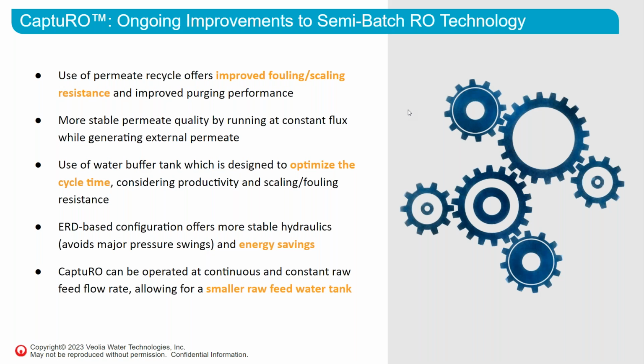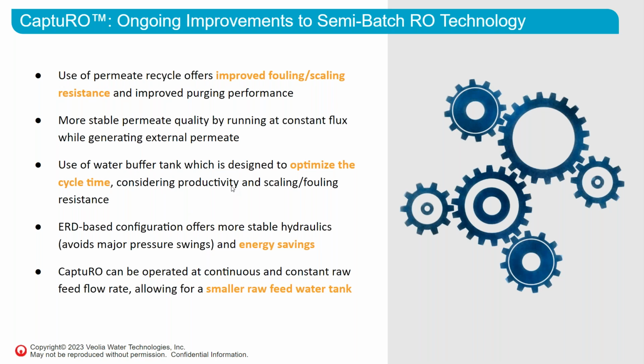Now, these are some ongoing improvements to semi-batch RO technology that we're leveraging over the other semi-batch RO technologies on the market. One thing that makes us a little different is we're using permeate recycle, and we feel that offers improved fouling and scaling resistance and improved purging performance. Another thing is being that we aren't discharging any permeate when we're running in our purge mode, we're basically running a more stable permeate quality because we're running at a constant flux anytime that we're sending out external permeate. Whereas if you're dropping your flux, inherently your permeate TDS is going to increase.